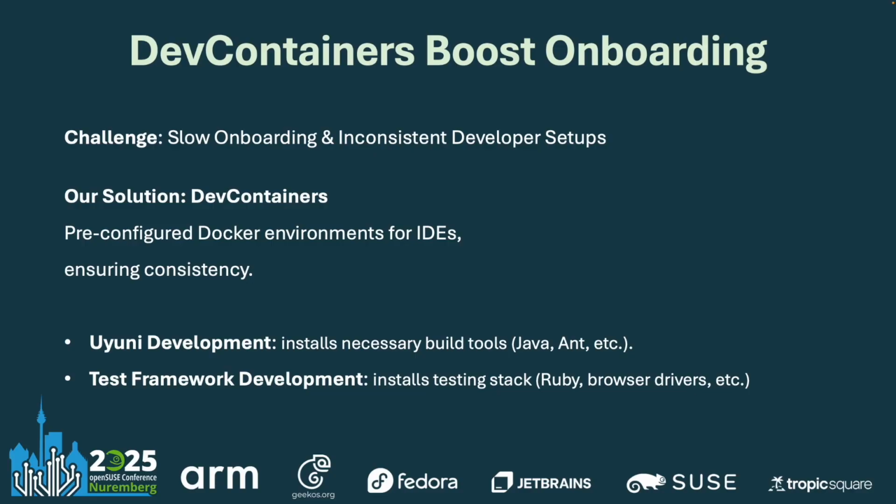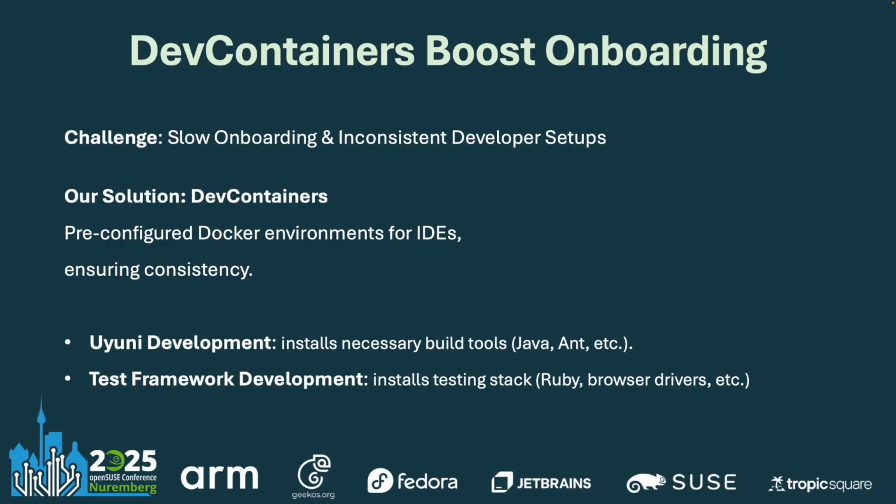First, the Uyuni dev container. This one is for developing the main Uyuni product. So its Dockerfile installs things like the correct Java version and IBS and other tools needed to build Uyuni itself. The devcontainer.json file also sets things like environment variables, for example, JAVA_HOME, and commands to run after the container is created, like running an ant build to get necessary files.